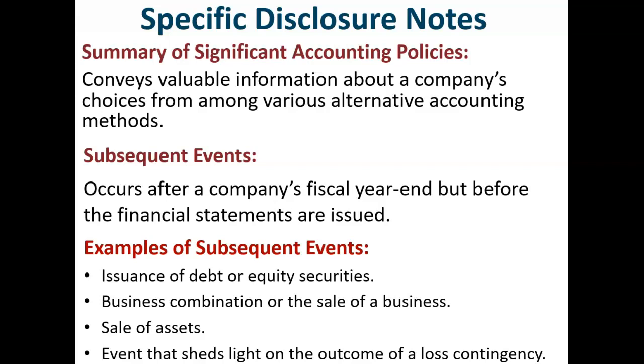A subsequent event is a significant development that occurs after a company's fiscal year end, but before the financial statements are issued or available to be issued. Examples are the issuance of debt or equity securities, a business combination or sale of a business, the sale of assets, an event that sheds light on the outcome of a loss contingency, or any other event having a material effect on operations.